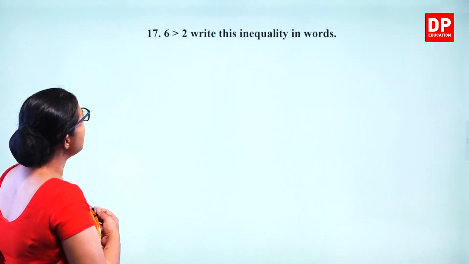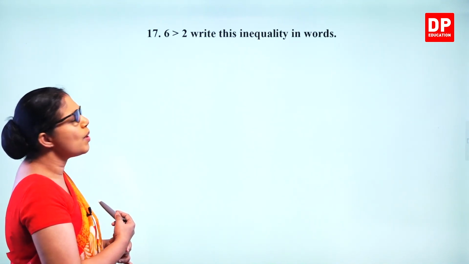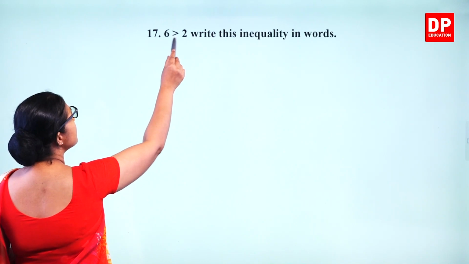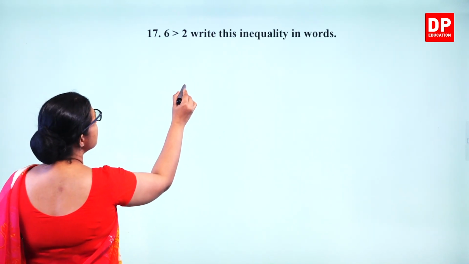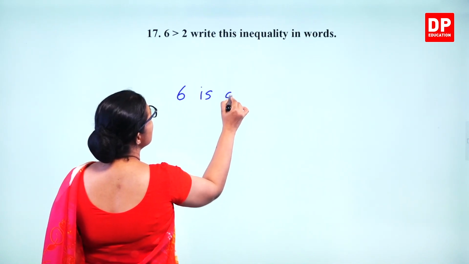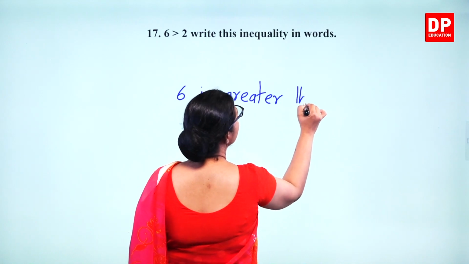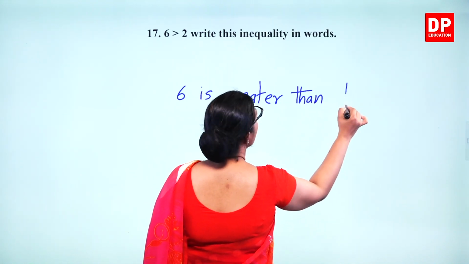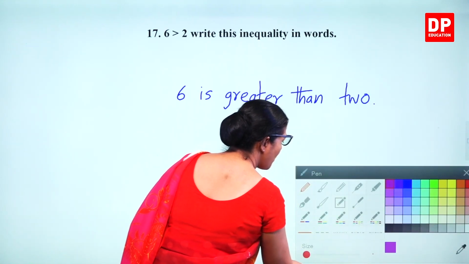Question number 17. 6 is greater than 2. Write this inequality in words. This is greater than. Crocodile mouth open to the bigger side. 6 is greater than 2. 2 marks for that.